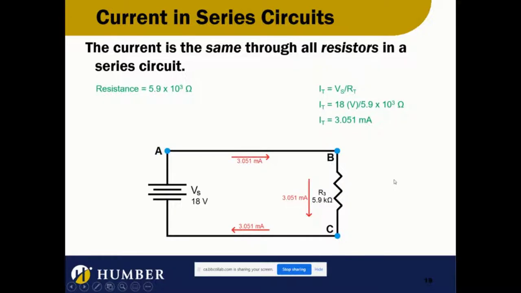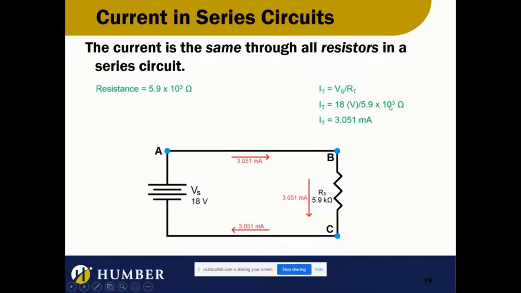So let's take a look at an example here. The current is the same through all resistors in a circuit. Okay, so let's just say the resistance is 5.9 kilo ohms. I can just simply do the math. I'm going to put 18 volts and then divide by this. Now, I'm not going to write kilo ohms here. If you write kilo ohms there, that's fine with me.